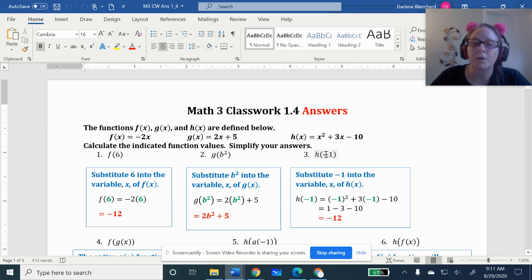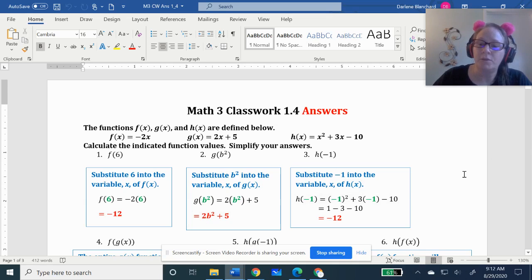For number 3, you're plugging negative 1 into the h function. It has two x's, so both of those x's have to have negative 1 plugged in. The negative 1 in parentheses squared is negative 1 times another negative 1, so positive 1. And ultimately, we get 12.